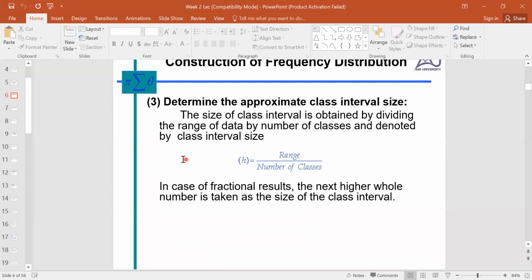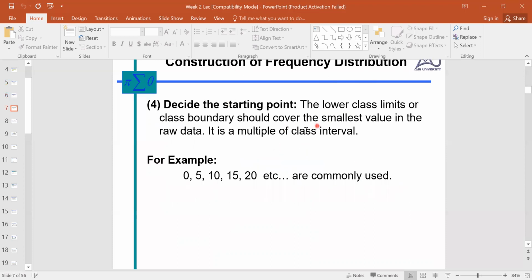So at the first step, you find the range, then decide the number of classes, and after that, find the class interval, and then decide the starting point. The starting point must be chosen so that the minimum value of the data set exists in the first class. You can choose it as 0, 5, 10, 15, 20 for your ease, but you can also choose it from the smallest value of the observations, or 1 point less than that smallest value. But make sure the minimum value of the data set exists in the first class.